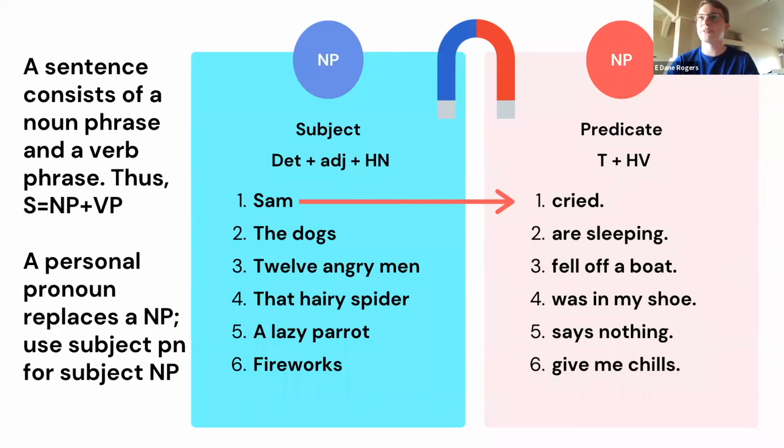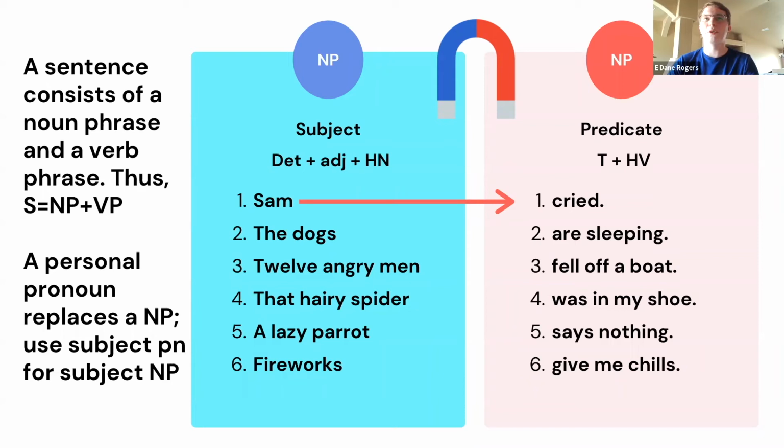Sam was in my house. In my shoe? Oh, in my shoe. I guess yes. He was in your shoe. I don't know. He was in your shoe. Okay. Well, for 4 it works. The hairy spider was in my shoe. Sam says nothing. It's okay because it's the third person form. Good. Sam, give me chills. No, because we'll need the S form or be in a past. So perfect. If I said Sam gave me chills, this would be okay.